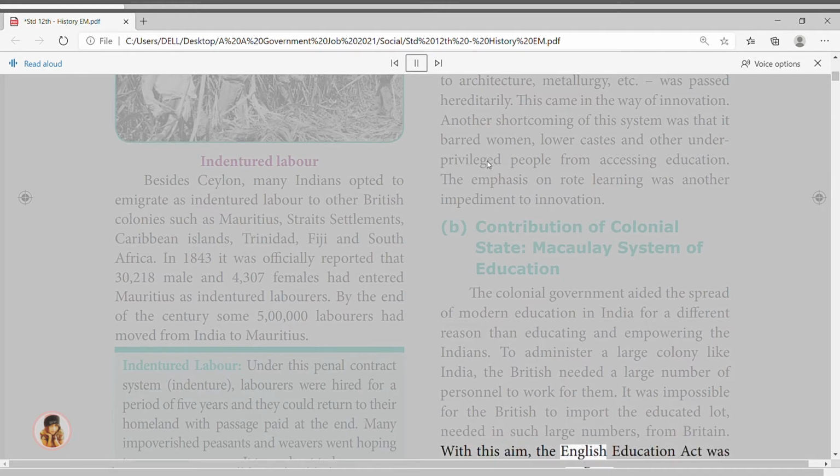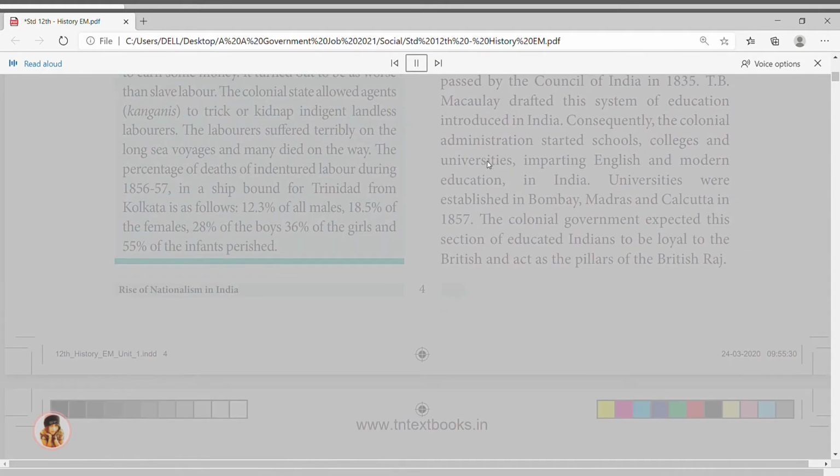With this aim, the English Education Act was passed by the Council of India in 1835. T.B. Macaulay drafted this system of education introduced in India. Consequently, the colonial administration started schools, colleges and universities, imparting English and modern education in India. Universities were established in Bombay, Madras and Calcutta in 1857. The colonial government expected this section of educated Indians to be loyal to the British and act as the pillars of the British Raj.